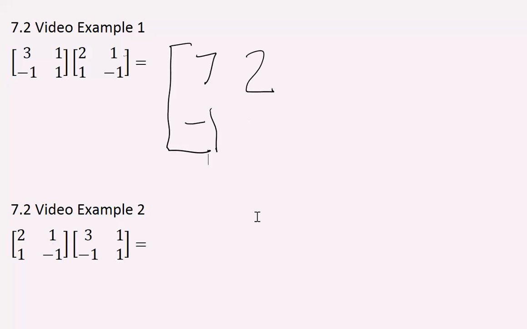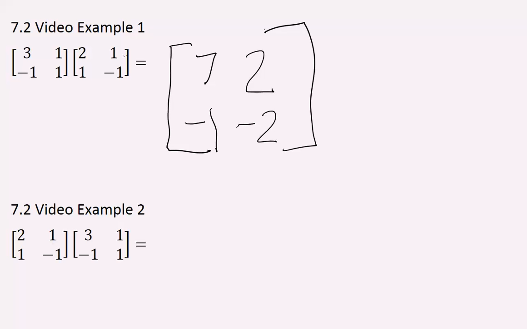To get the last term, we take the second row of the first matrix, minus 1 and 1, and the terms of the second column of the second matrix, 1 and minus 1, and we get minus 1 times 1 plus 1 times minus 1, or minus 1 minus 1, or minus 2 as our result. And that's the product that we get from example 1.